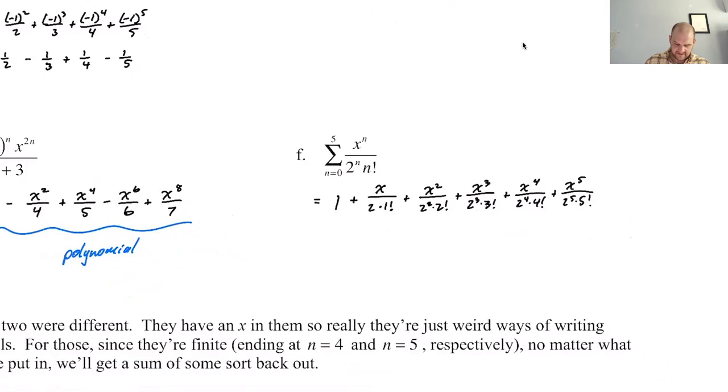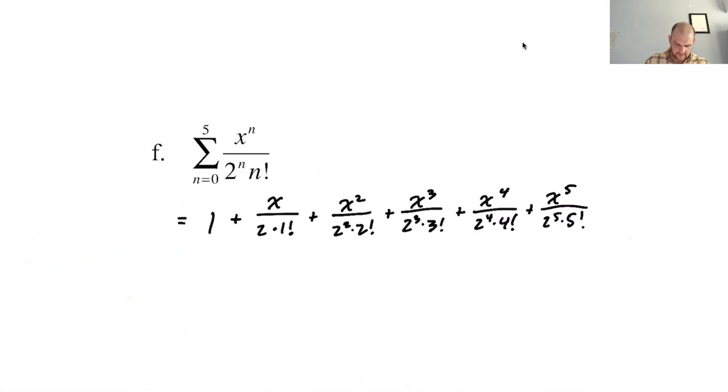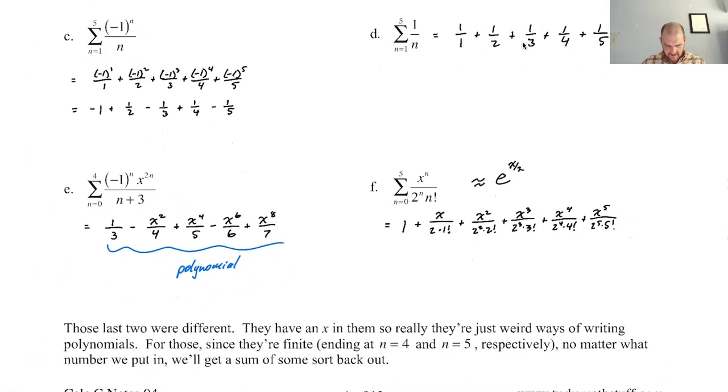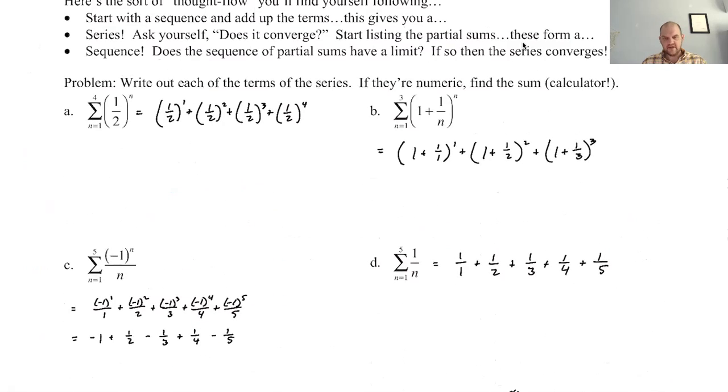This one, I think, if I'm not wrong, is going to be approximately e to the x over 2. I think they will approximately look the same. Maybe we'll look at that. All right, so let's go to the calculator.